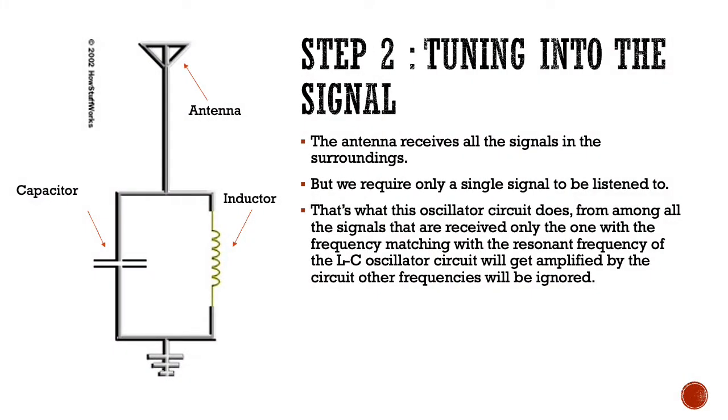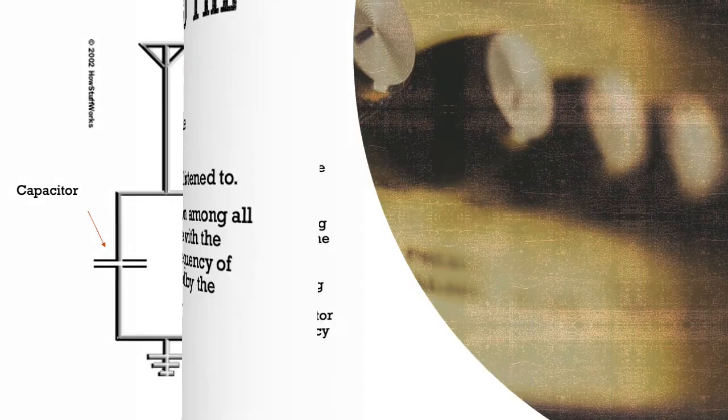Step 2. Tuning into the right signal. The antenna receives all the signals in the surrounding, but we only require a single signal to be listened to. That's what this oscillator circuit does. From among all the signals that are received, only the one with the frequency matching the resonant frequency of the LC oscillator circuit will get amplified by the circuit. All other frequencies are going to be ignored.